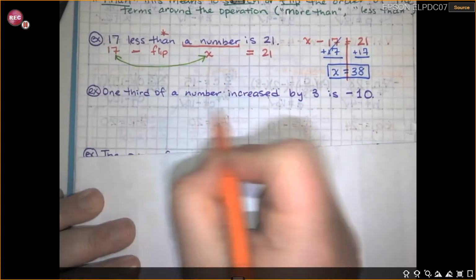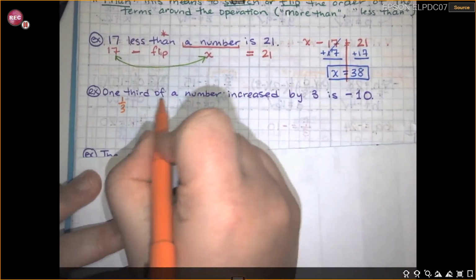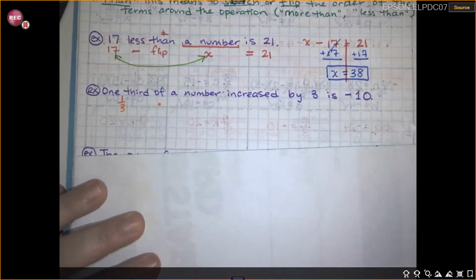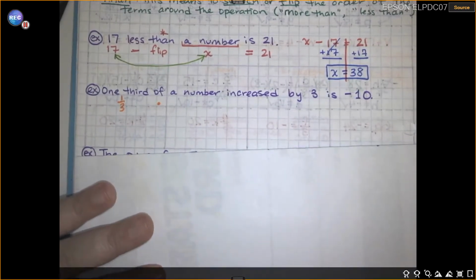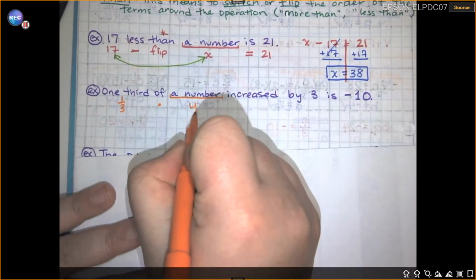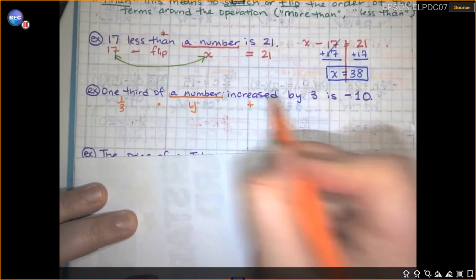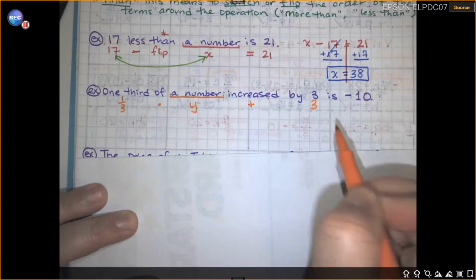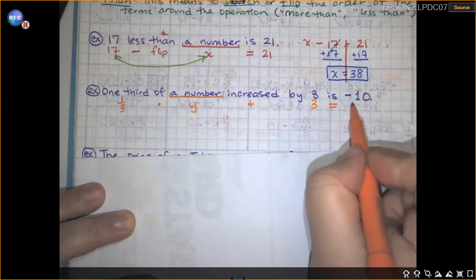So 1/3, I didn't write it as a number, but it means 1/3 of, hopefully you remember from middle school, means multiply. Notice I didn't put an x because I don't want to confuse it with a variable. And then here we have a number. Remember, I can do any variable I want, so I'm going to do y. Increased is plus 3. And then is, remember, is equals to negative 10.